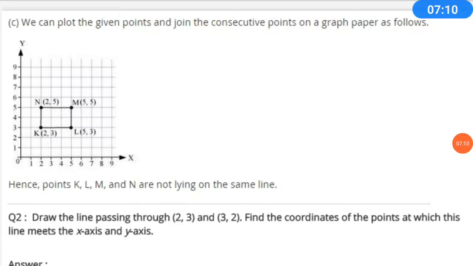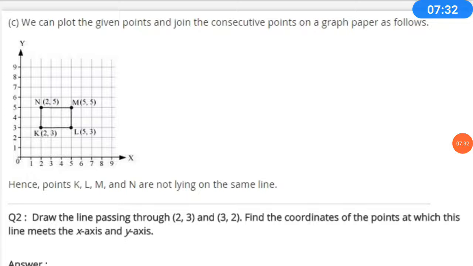Like this, if you plot, you can see over here in the graph a rectangle is being observed. So in the same way you have to plot a graph, and here we can say that in the C part of question number 1, the points do not lie on a straight line. Okay, points K, L, M and N are not lying on the same line.